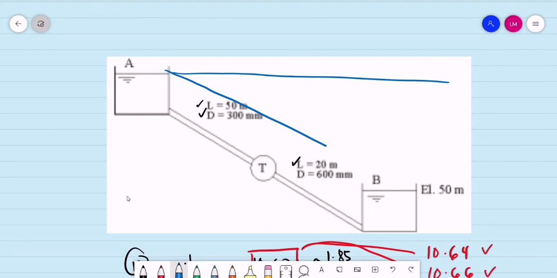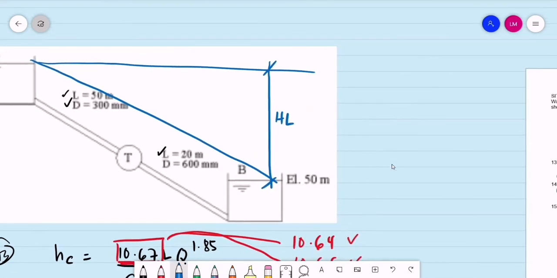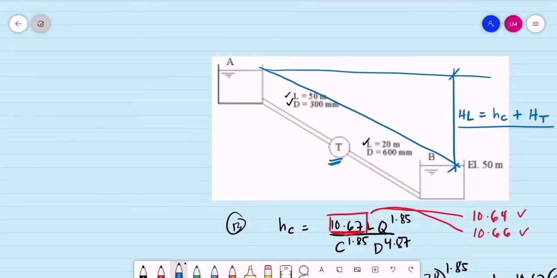reservoir papunta dun sa receiver na reservoir ay automatic na head loss. Ito yung total head loss. Kaya lang, yung head loss na to, ano yung mga components niya? Yung head loss na to ay may component na due to friction, H sub C. Pero kapag meron ka pang turbine, take note na yung head extracted by the turbine is considered as head loss. So ito yung equivalent ng total head loss. So based sa figure natin, paano natin kukunin yung elevation ni A? Dito ko na lang ilagay.